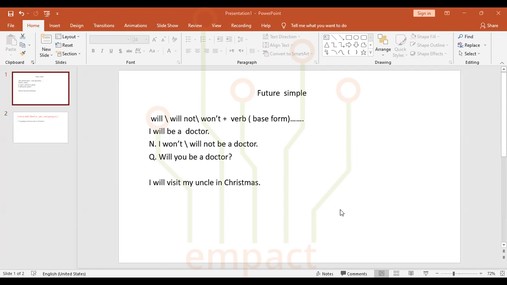Yes, miss. Very clear. Okay, good. Yes, Handren, do you have any question about how we are going to use will and be going to if we are talking about future tense?